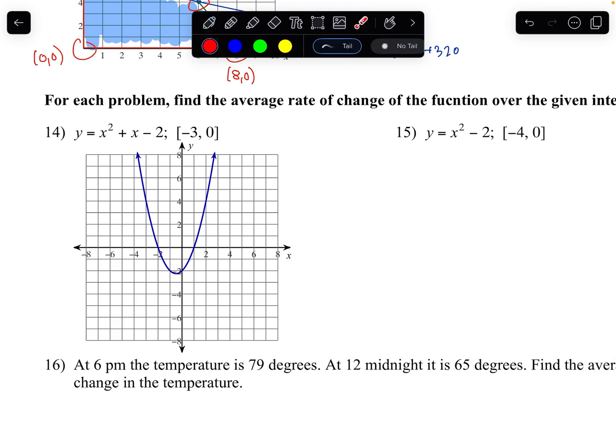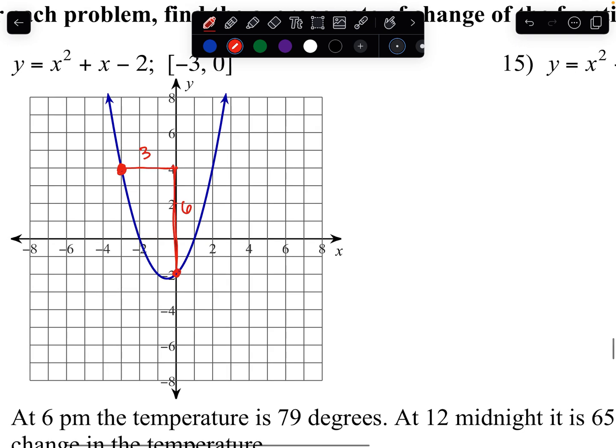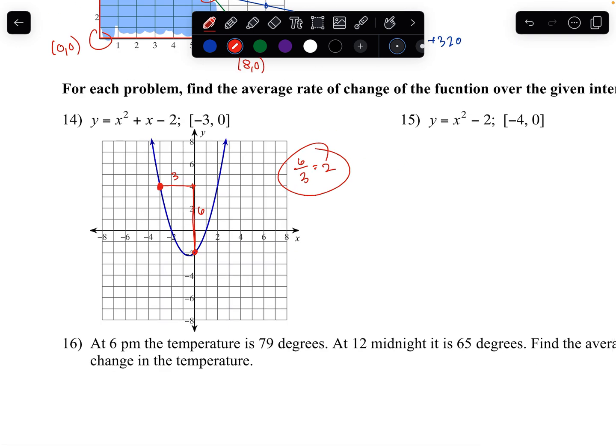So if I go over to -3 on the x, the y coordinate is going to be up here. So right there. And then if I go over to 0 on the x, the y coordinate is going to be down here. And I'm trying to find the slope between these 2 points. So the run is going to be 3, 1, 2, 3, 4, 5, 6. The rise is 2. So slope is 6 over 3, which is 2. And that's my average rate of change. My average rate of change is 2.